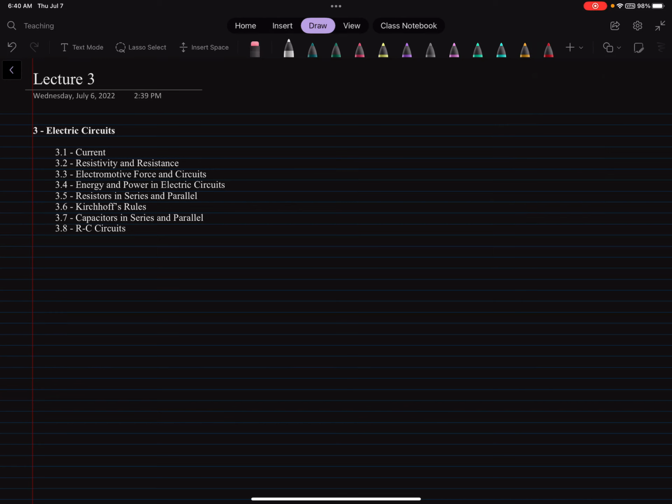All right, so let's jump into it. So 3.1, current. Okay, so current, just to state it right up front, is simply motion of charge. So we've been talking about stationary charges, but now we're going to talk about collective motions of charge.